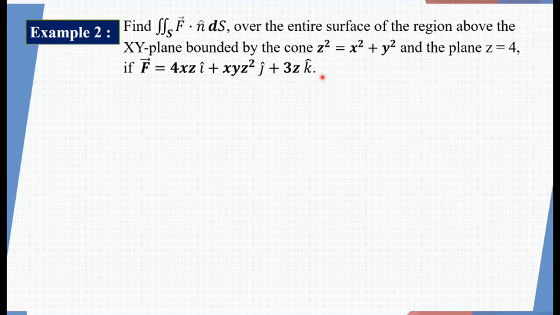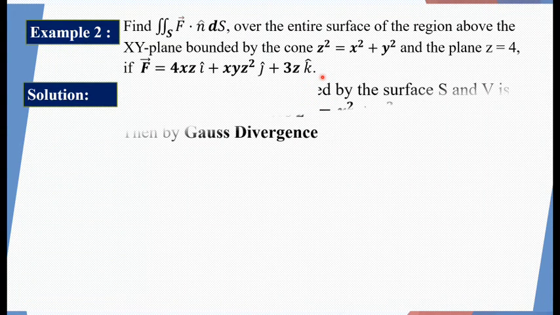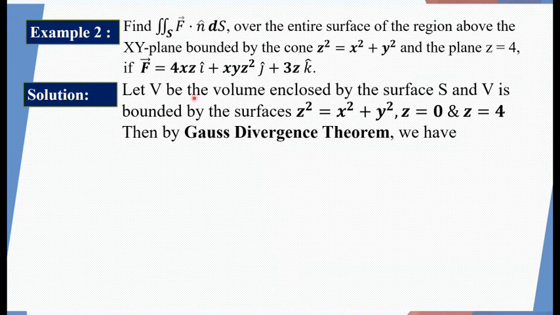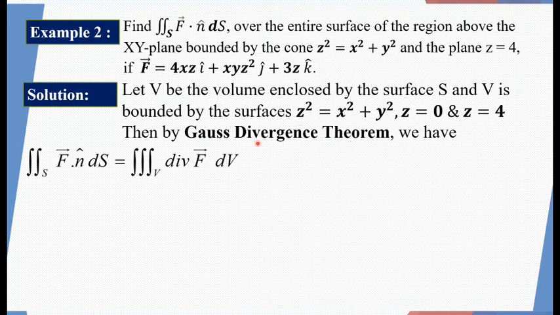So to solve it, let capital V be the volume enclosed by the surface capital S, and capital V is bounded by the surface, means cone and the plane. So the cone is z square is equal to x square plus y square and the plane z equals to 0 and z equals to 4. Then by Gauss divergence theorem we have this initial formula, double integral S vector f dot n cap ds is converted into the triple integral V divergence of vector f dv.